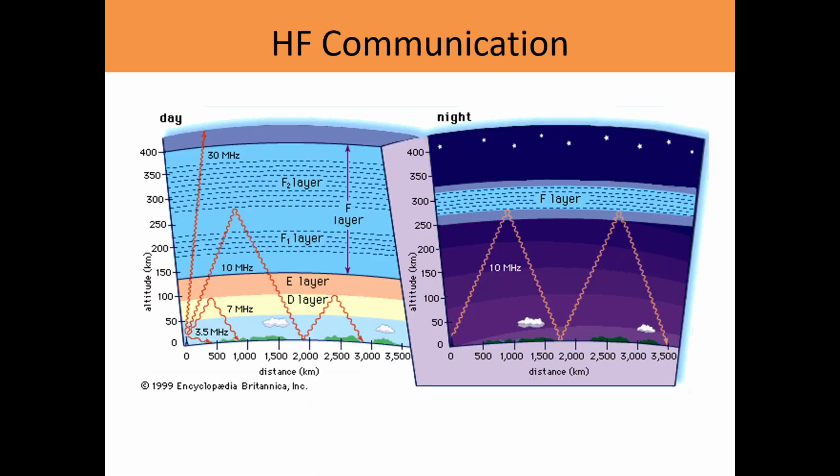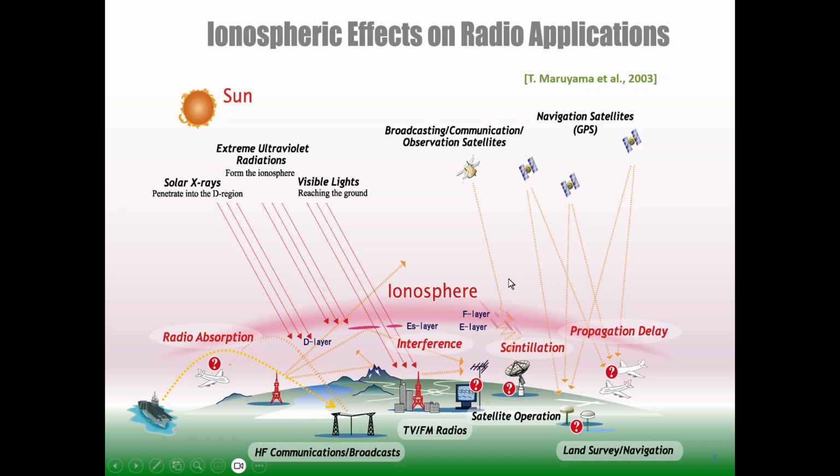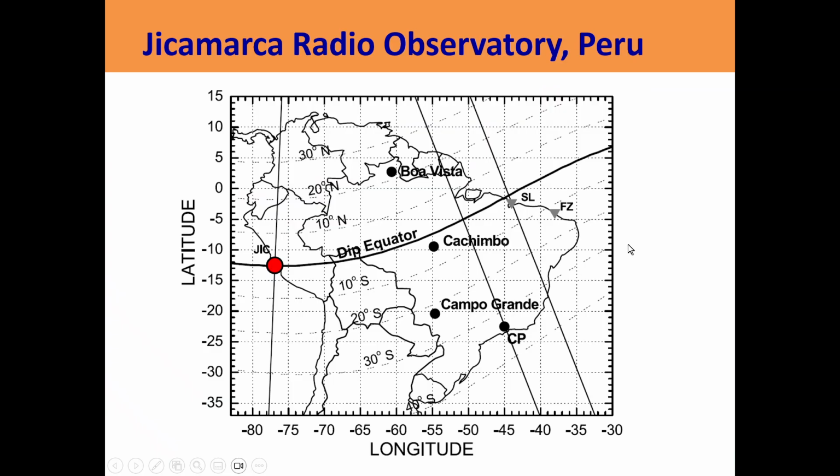This one let me pass, no? It's okay. This you probably have seen already, right? Okay, let's go. So one of the early observatories, of course, everyone knows that it is in Peru, right? Yeah, it's the Chicamaca Radio Observatory.